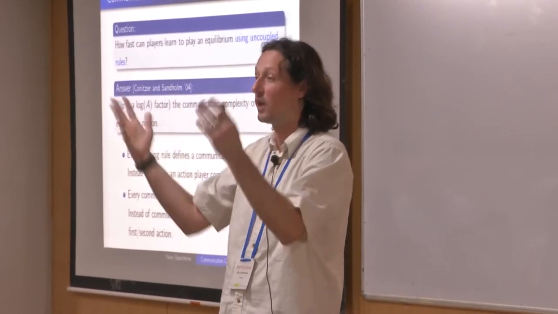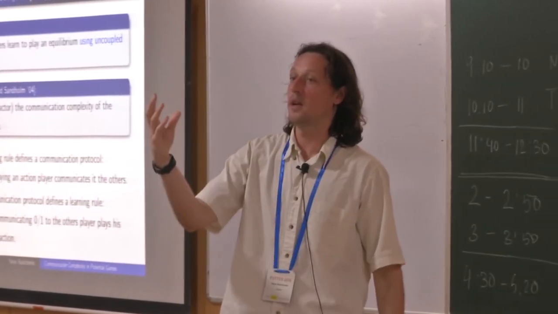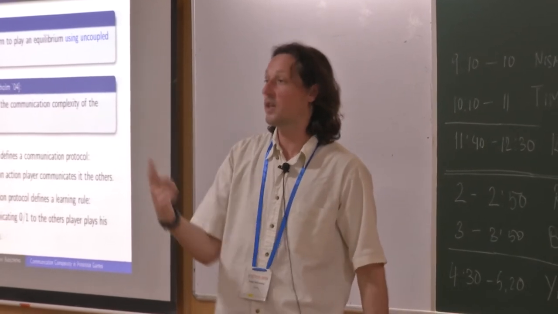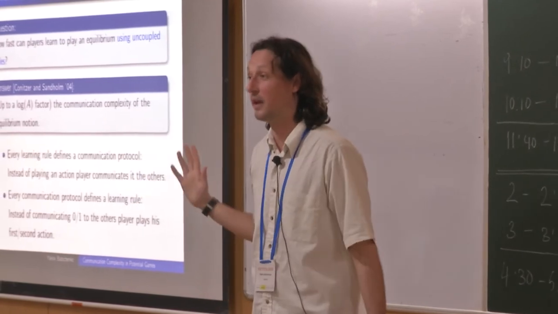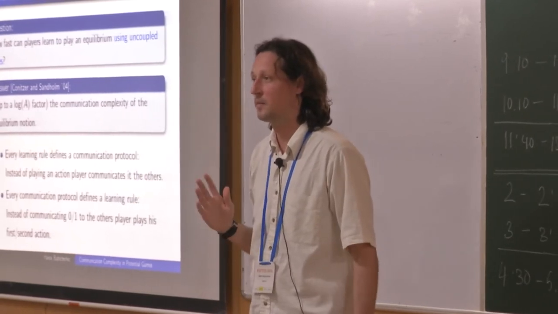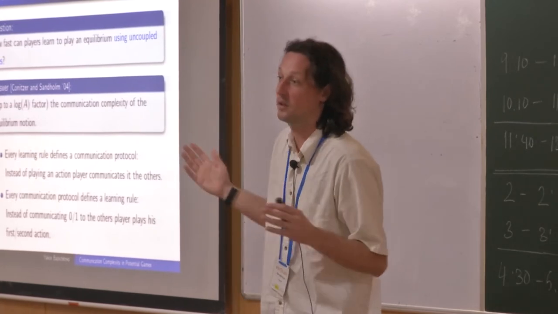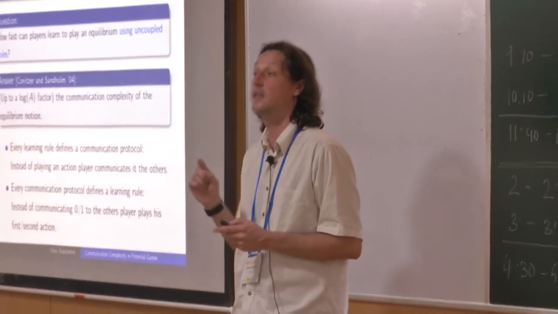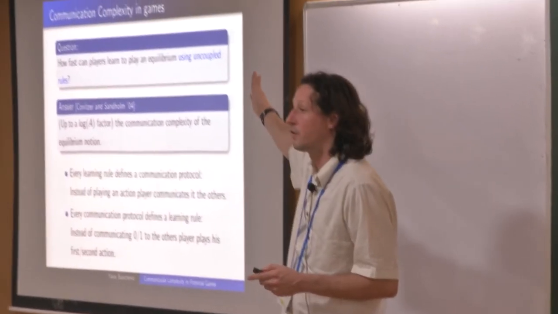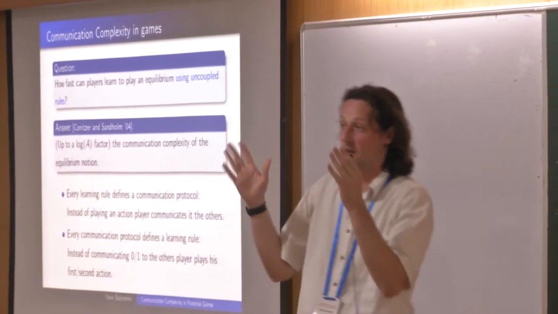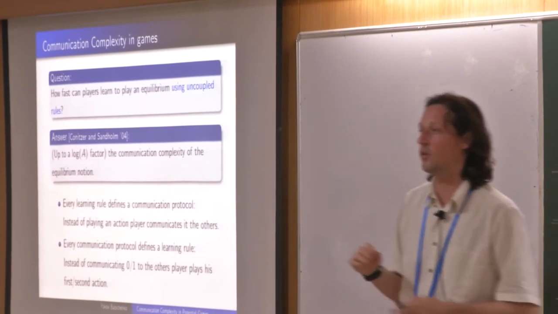It will be kind of a weird dynamic that, based on the history, will tell the player either to play his first or second action, and after they learn the equilibrium, they will start to play it. Okay. The dynamic that follows from a protocol is not necessarily a natural one, but it is an uncoupled dynamic. Because the distribution of information in the uncoupled assumption is precisely the one that we have in communication complexity.